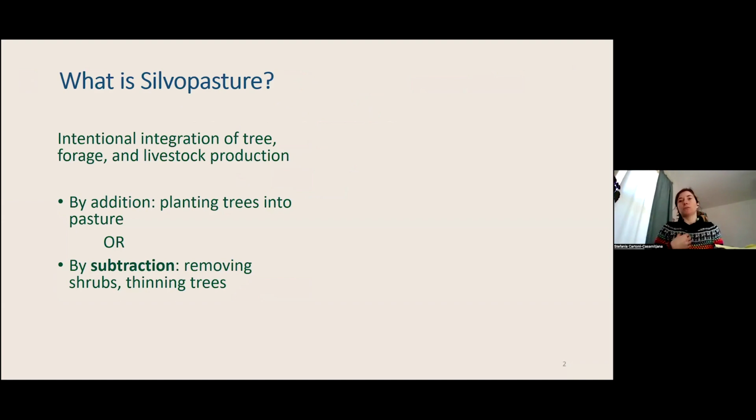But first, what is silvopasture? It is the intentional integration of tree, forage, and livestock production. It can be established in two ways. The first one is by addition, in which we have a pasture and you plant trees on it. And the other way is by subtraction, in which you have a forest and you remove trees or shrubs in order to establish forage later. In the research that I am doing, we're doing silvopasture by subtraction.